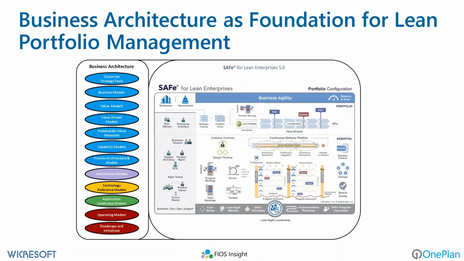So from here, what I want to do is make an explicit connection between business architecture as a foundation for lean portfolio management. The items in blue are core components of business architecture. The other items are within enterprise architecture. But what we're going to show is how, if you have a strong foundation within business architecture, you're actually going to have an easier time of implementing lean portfolio management, specifically at the portfolio level, which is really what we want to focus on.